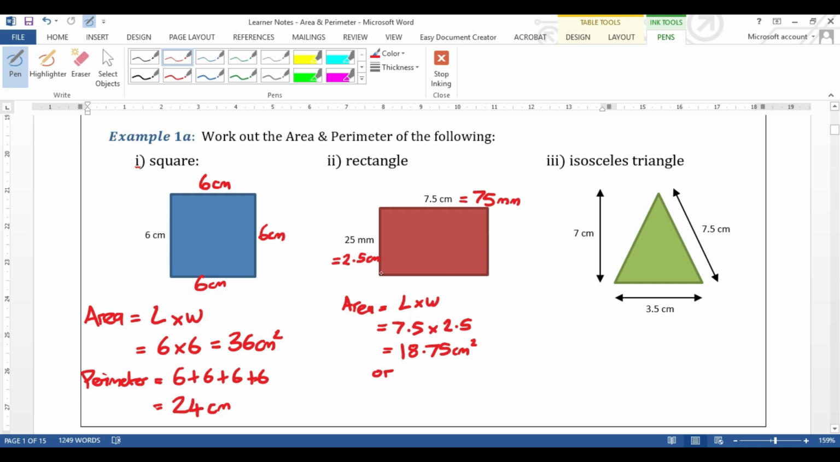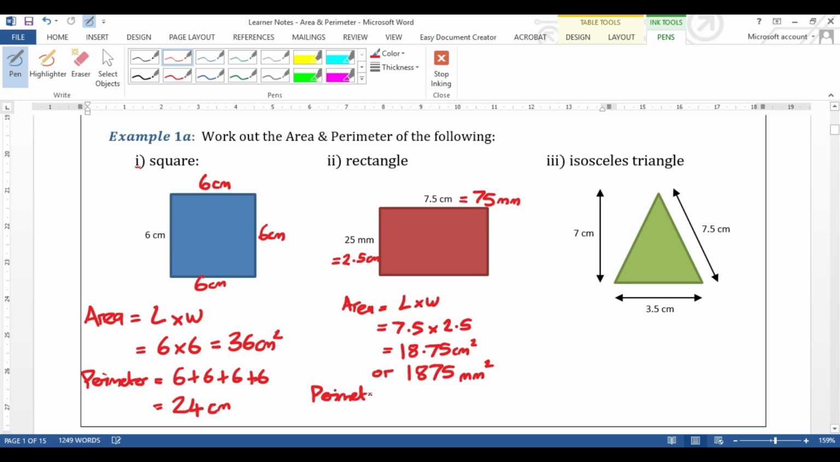times 25, which gives you 1,875 millimeters. Sorry, that should be millimeters squared. Yep. So can you see the difference, the decimal point is in different places for both of them. So just be careful. Depending on which one you used, just give one answer. So if you gave your answer in centimeters squared, it's 18.75, or in millimeters squared, 1,875 millimeters squared.